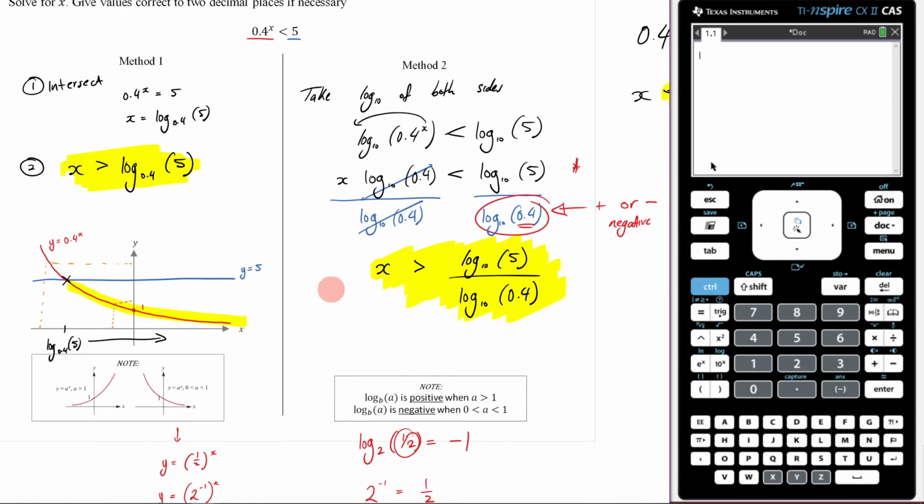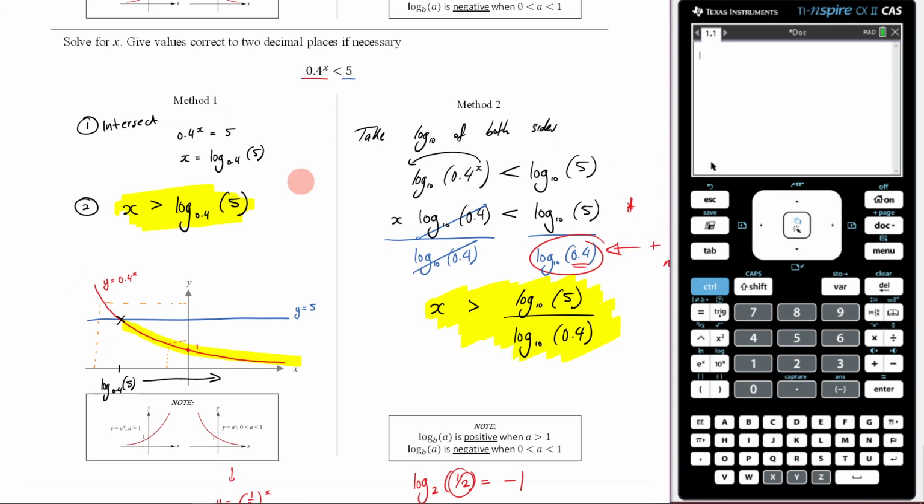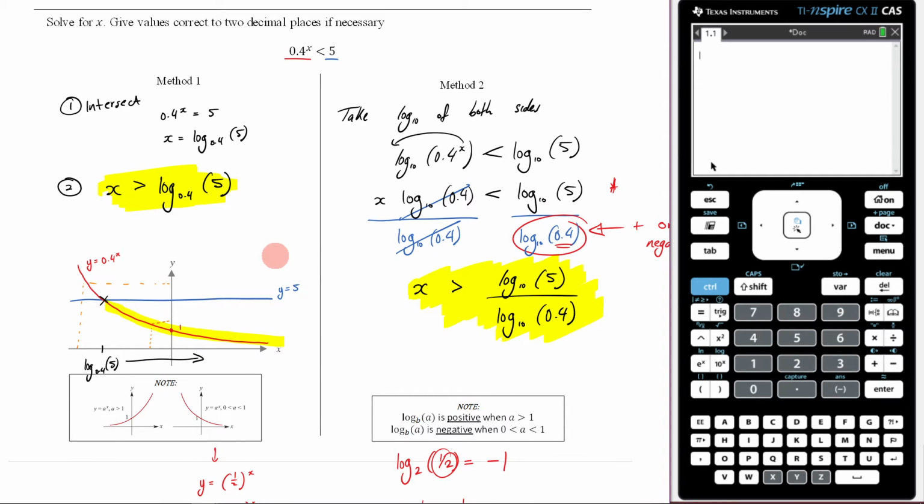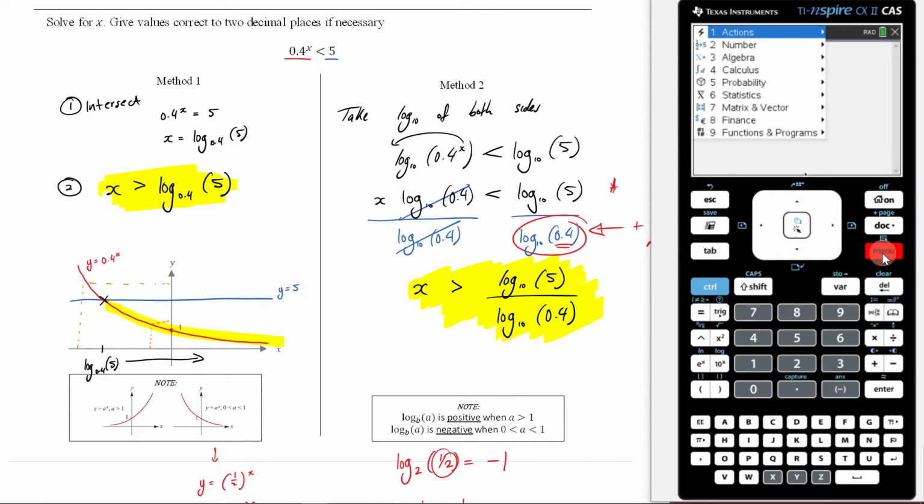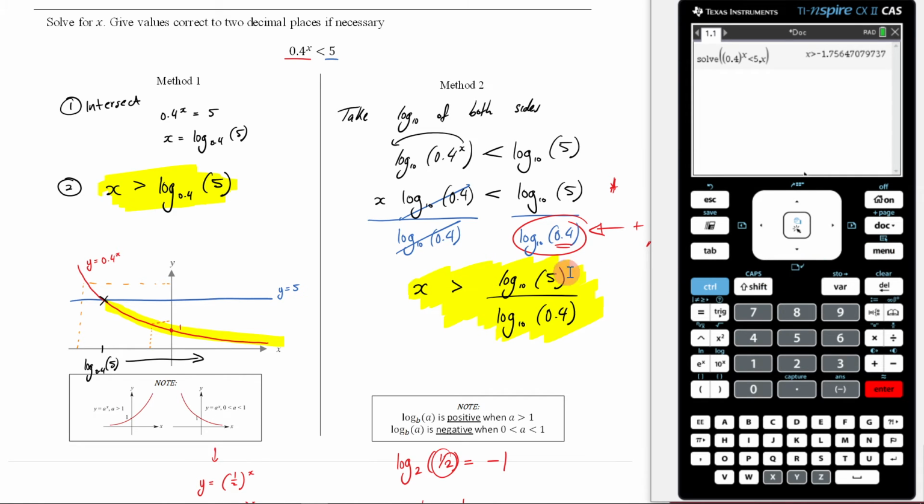Okay, so let's come here and let's just appreciate everything that we've done and also come to our CAS now and ensure we can do this on our CAS. Okay, so this is the same as this. As you can see, my inequalities are both facing the same way, which is great. All right, menu 3-1 to solve it. If I want 0.4 raised to the x is less than 5, comma x, what am I going to get out? I'm going to get x is greater than -1.75. Okay, as you can see, my inequality is facing the right way.